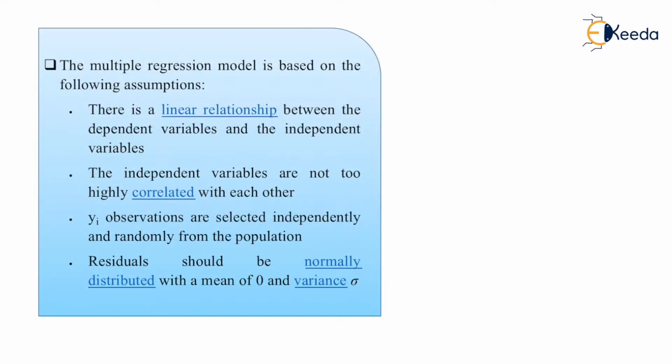There are certain assumptions which you have to follow for multiple linear regression. First, there is a linear relationship between the dependent variable and the independent variables. Second, the independent variables are not too highly correlated with each other. The correlation should not be too high. Then, observations are selected independently and randomly from the population. Residuals should be normally distributed with a mean of 0 and a variance of sigma squared.